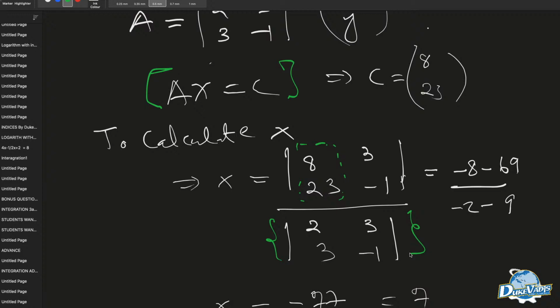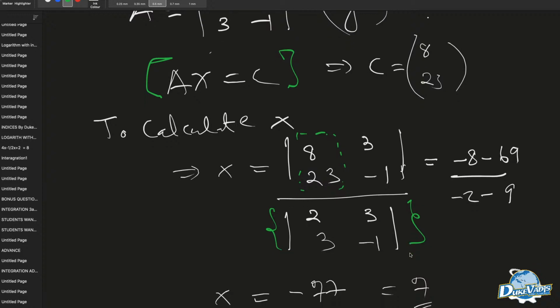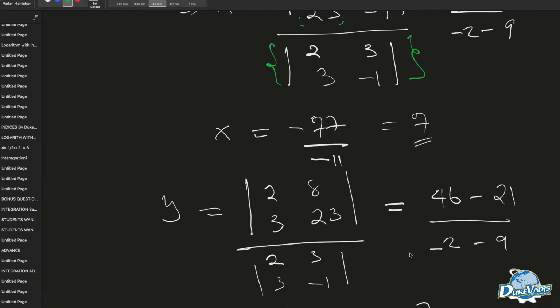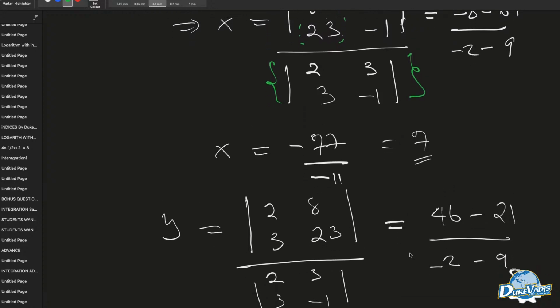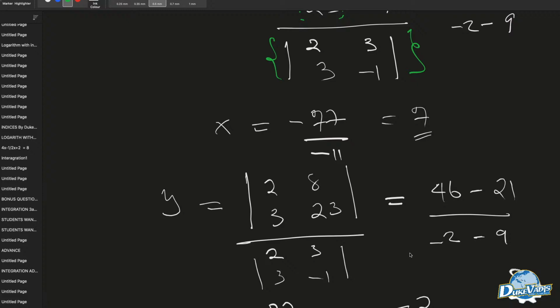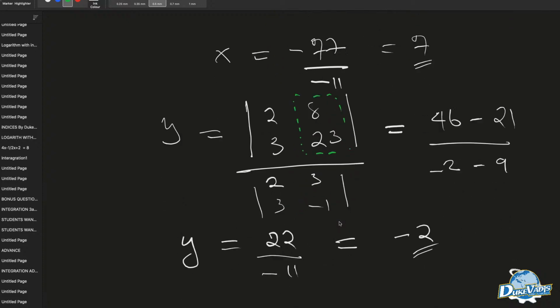After computing the values, we had 7. Now with the y, we maintain the 2, 3, and substitute the C value here. The same way, we multiply the right diagonal, which is 23 times 2, and we also do the left diagonal, which is 3 times 8, which is 24. Then the denominator doesn't change. That's what we got.